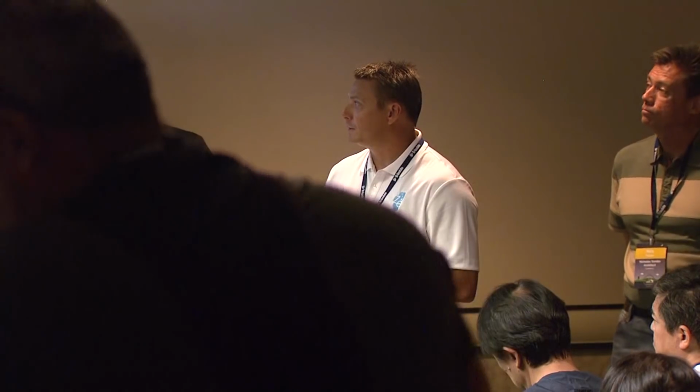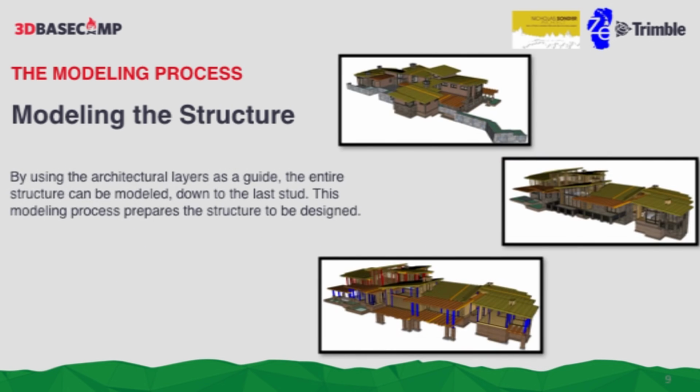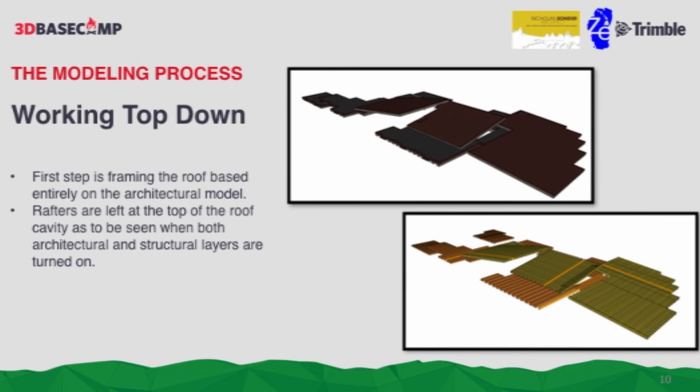So modeling the structure. By using the architectural layers as a guide, we can break the house down. We can pull the roof off, and then just start populating it with our components to create the rafters. So the first step is we literally pull the roof out, and then we put our dynamic components into them. And you can see we did some ladder framing here. So we have engineers doing these layouts, so they know how the structure is going to be built and how to properly put the rafters in.